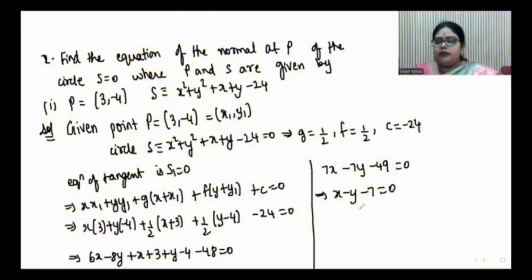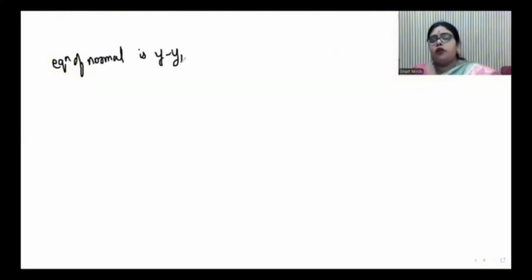Now after getting the equation of tangent, we will find the slope of the tangent. How do you find the slope of a line? By the formula minus a by b. That is minus 1 by minus 1, which is equal to 1. Now after getting the slope of the tangent, how do we find the equation of normal? We have a formula. First, what do you mean by normal? A line which is perpendicular to the tangent.